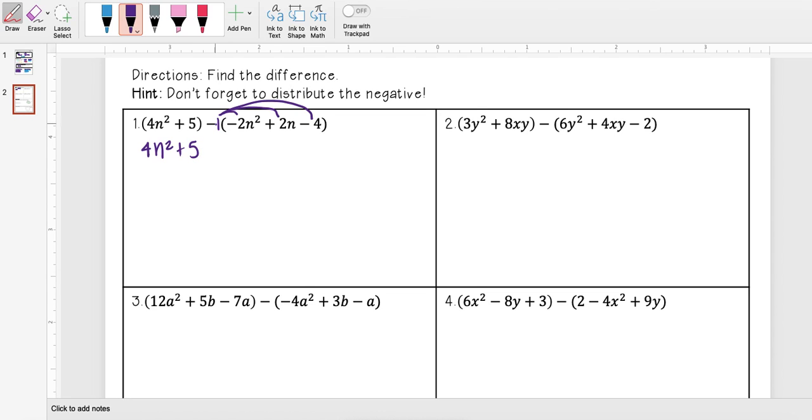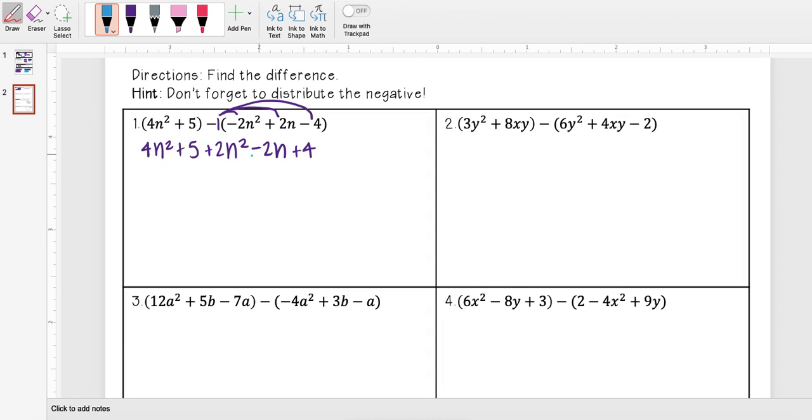So now I'll have -1 times -2n squared to get positive 2n squared. -1 times 2n to get -2n. And then -1 times -4 to get +4. So essentially I'm just changing the sign of everything in this polynomial. And then from here I'm just going to do just like I did for the adding polynomials.